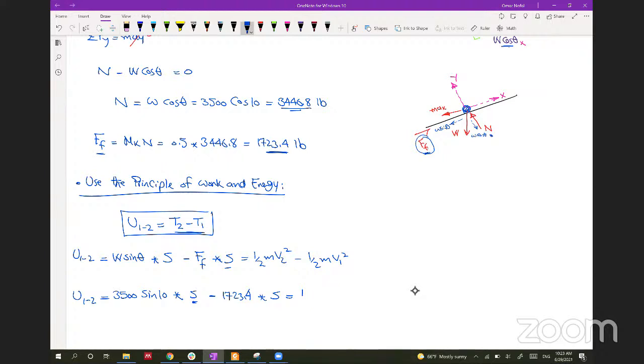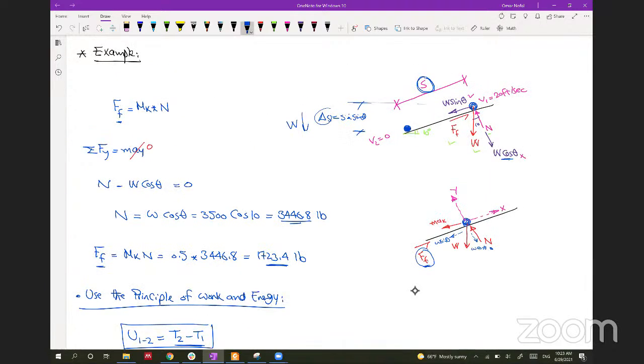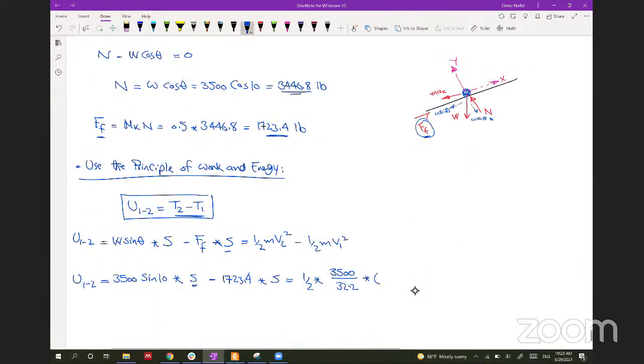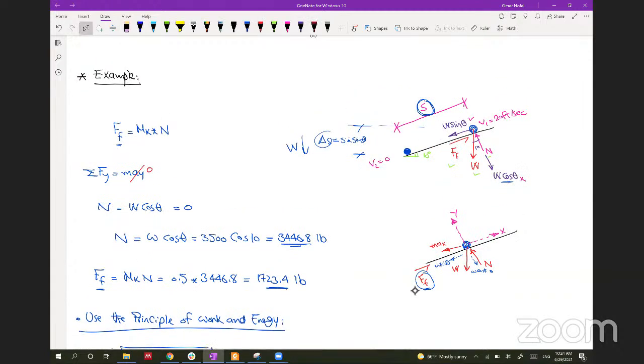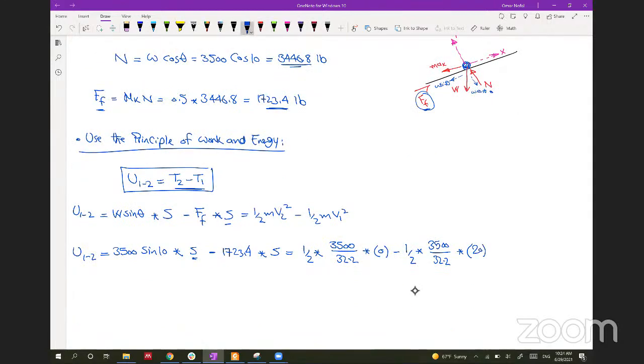And let's substitute here. So half m will be equal to the 3,500 pound divided by 32.2, because we need mass, not weight, multiplied by v2 square, and we know that v2 square is where the car will make a full stop and it will be zero velocity, minus half m, which will be equal to 3,500 divided by 32.2 multiplied by v1 square. V1 square is the velocity before you push the brake, which is 20 feet per second, so 20 square.